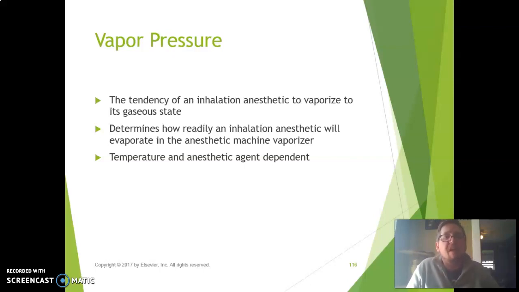So you can see that vapor pressure is very much dependent on the temperature, the environment that it's in, and it really should only ever be used in a controlled temperature, i.e. inside a building. This is not something that we take to farm calls or anything like that. We do not use gas anesthetics that way.